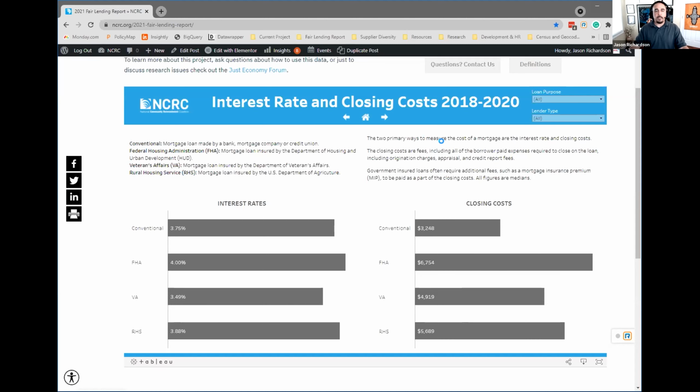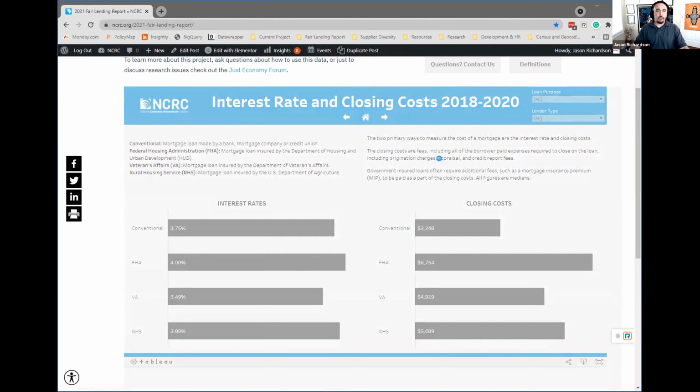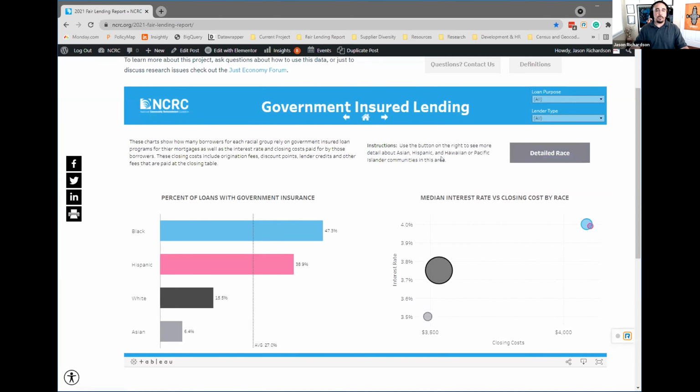We also do look at the closing cost and interest rates when we look at the share of government lending, because the closing costs in particular are so much higher, but we do not look at it on a per lender basis. But that might be a good idea for a future version of it.